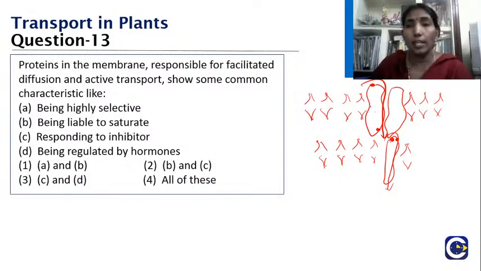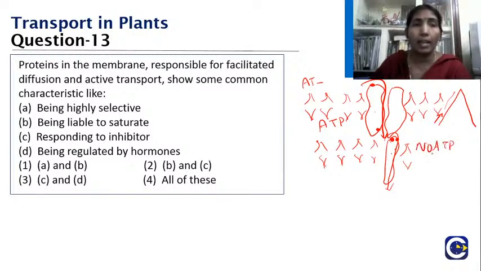So here in active transport, we require energy, which is an uphill transport. I have mentioned what uphill is. Here you require a carrier protein as well as energy. But what about facilitated diffusion? You need a carrier protein, but there is no need of ATP. And there is something else: they are liable to saturate.